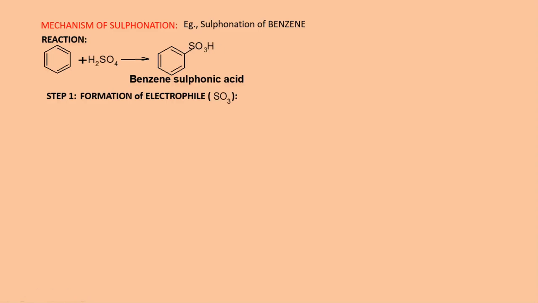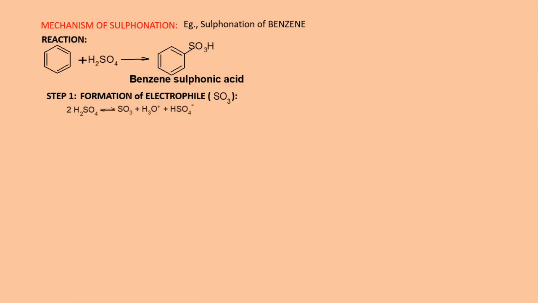Now the first step is formation of the electrophile SO3. Here one specific thing that should be noted is that it does not carry a positive charge. So it is the main thing. As usual for an electrophile, we put the positive charge, but like that we cannot put the positive charge here. It is a neutral molecule, but it is electron deficient. That is why it is acting as the electrophile.